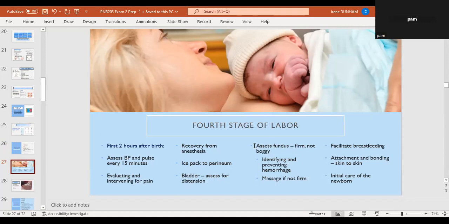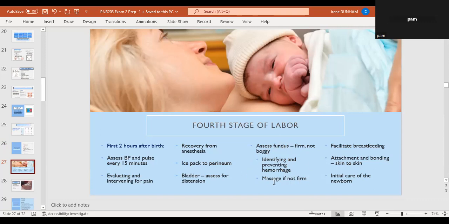All right. And during the 4th stage of labor, we're assessing the fundus of that uterus. If it's not firm and it is boggy, we're going to massage it. So when we do our assessment, we want to make sure that the fundus of the uterus is firm and not boggy. And if it is boggy, here it is: massage, massage, massage. What we're doing is we're identifying and preventing a hemorrhage. That's what we're doing, okay?